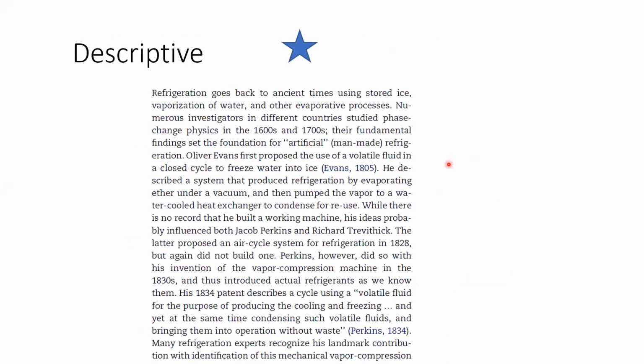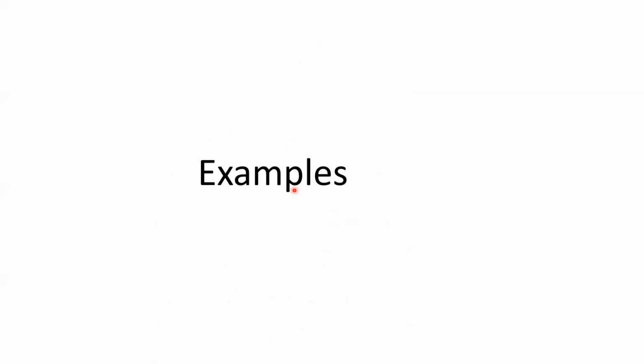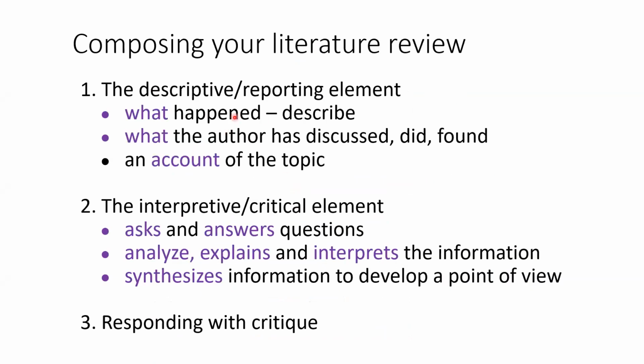If I give you an example of that, this is the refrigeration paper, the same paper that I showed you. Now, this is just a description, right? It tells you refrigeration goes back to ancient times, and what has happened during certain periods. This is just a summary of what has happened in the past, what has been recorded, what others have done, their methodologies, and so on, right? But in certain cases, in your thesis or your journal article, you will have some writing which is based on this descriptive reporting element.